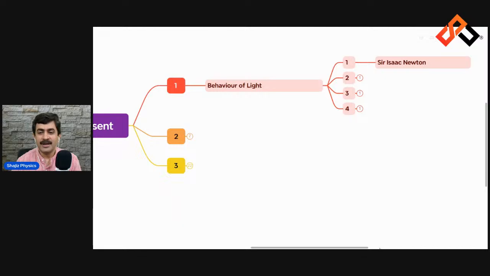But at the same time, another scientist whose name is Christian Huygens came with some insights about light, but with a different theory or different behavior. According to Huygens, light exhibits wave character. That was the theory proposed by Huygens.